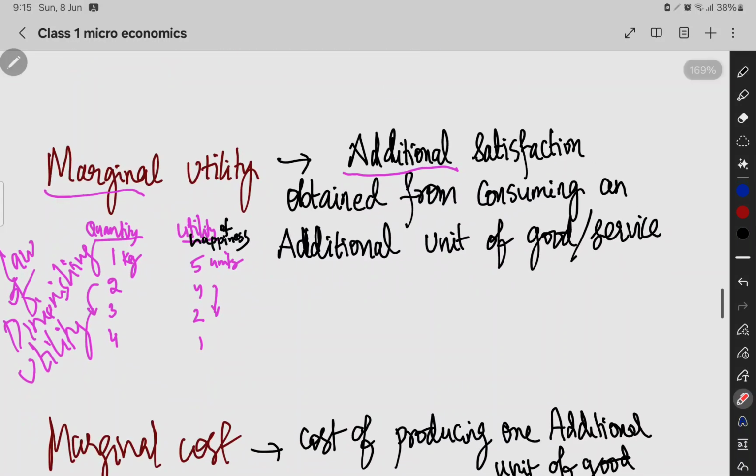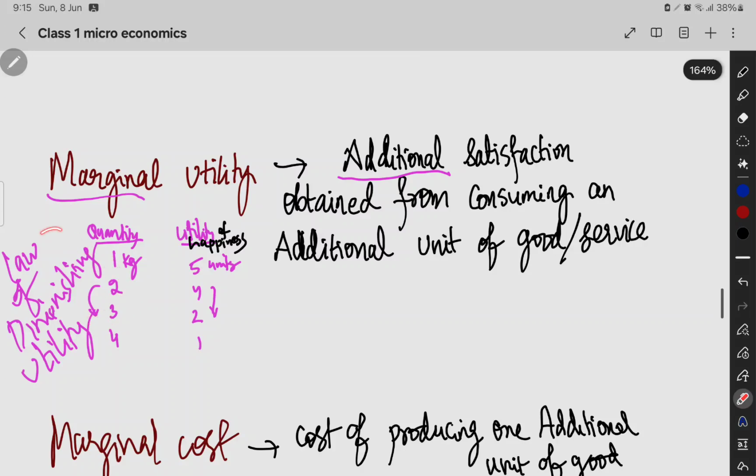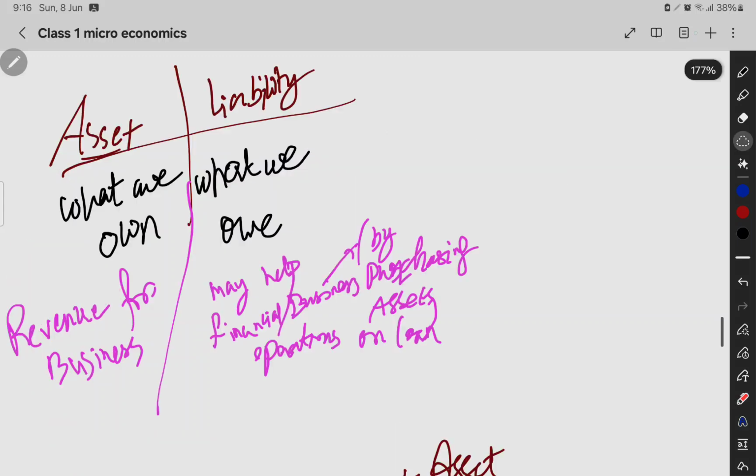Oh, I forgot to tell you, this marginal utility theory is called the law of diminishing utility. Law of diminishing utility. Okay.